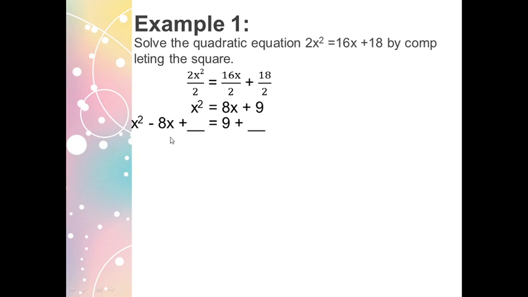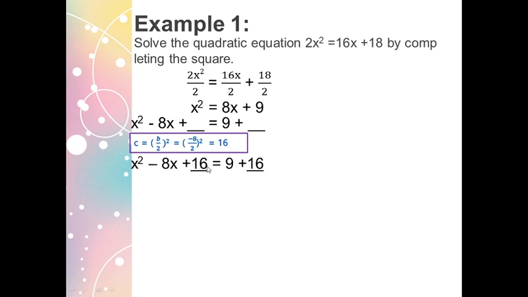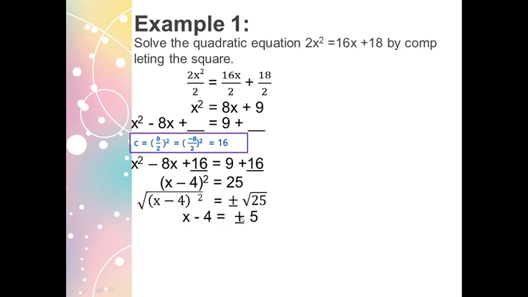Then we are going to turn x squared minus 8x into a PST. To do that, we need to add to both sides the square of 1/2 of b. So therefore, we are going to add 16 to both sides. Since the left side is already a PST, we can now turn it into a square of a binomial, while simplifying the right, of course. The next step is to take the square roots of both sides. Therefore, we have x minus 4 is equal to plus or minus 5.